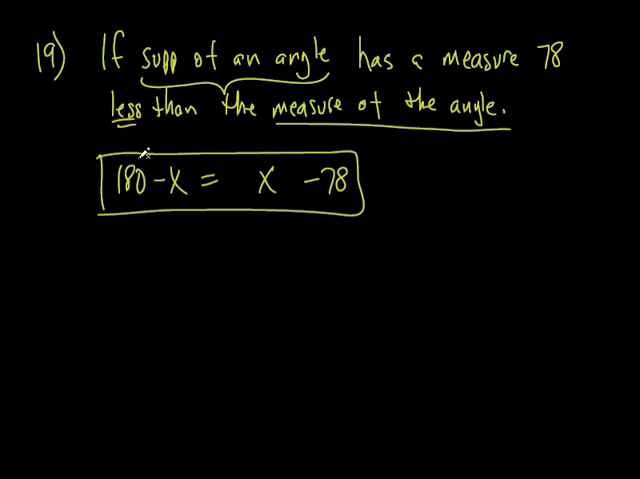The supplement of an angle, that's that 180 minus x, has a measure of, that means equals, 78 less than. This is the part that a lot of people get mixed up on. A lot of people would write 78 minus. Kind of looks like you would do that, doesn't it? Because you write 78, less than, that means minus, so you put minus. But you're taking it away from something else. So it's minus 78. That's the key right there. It's where a lot of people mess up. It's 78 less than the angle itself.